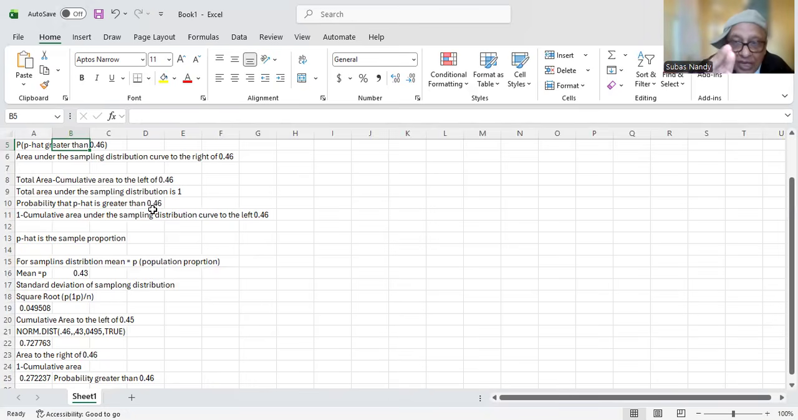So we calculate the area to the left, we call it the cumulative area, but our interest, or the answer to the problem, is the area to the right of 0.46. So from the total area under the curve, 1, we subtract the cumulative area to get the answer to the problem, which is 0.27, a little more than a quarter. So the probability is 27% that more than 46% of the customers are women.